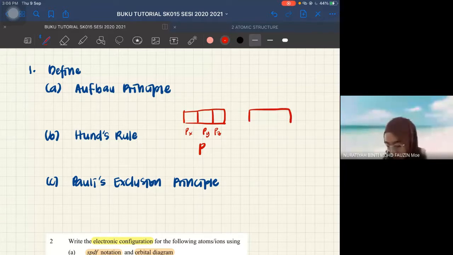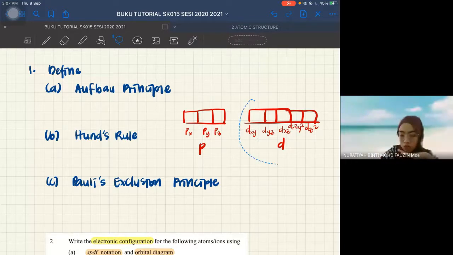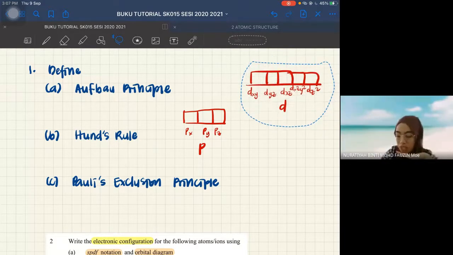Atau d orbitals juga. Okay, the orbitals right here. Okay, so you have dxy, dyz, dxz, dx square minus y square, and dz square. So these are your d orbitals. Okay, yang duduk sama-sama ni, maksudnya dia adalah, they have equivalent energy. They are called degenerate orbitals. Sama, dia punya energy sama. Tapi p dengan d ni tak sama lah. Ni berbeza. d lebih tinggi lah energy dia.